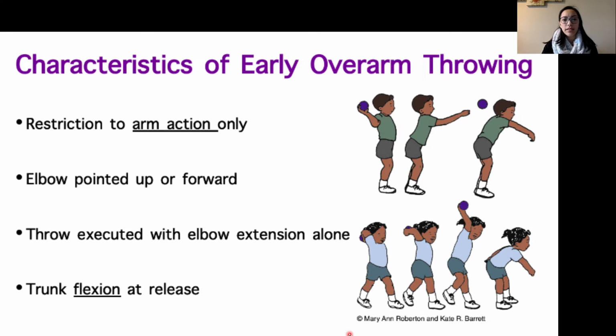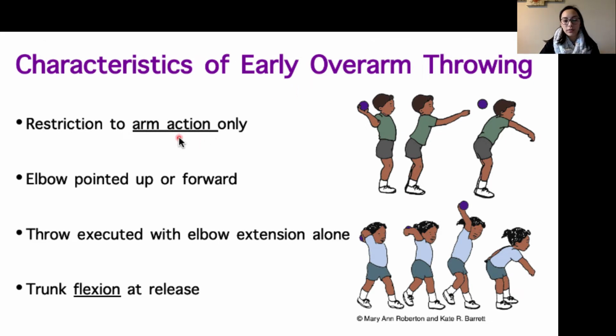So characteristics of early overarm throwing usually are restricted to arm action only. So there's not a whole lot of body movement, not a lot of rotation, probably no step before the throw. It's very much just maybe there might be a backswing. If you guys recall from the first activity, there was a little girl who just kind of like pushed the ball in front of her, right? She would be a great prime example of the characteristics we would see in early overarm throwing.